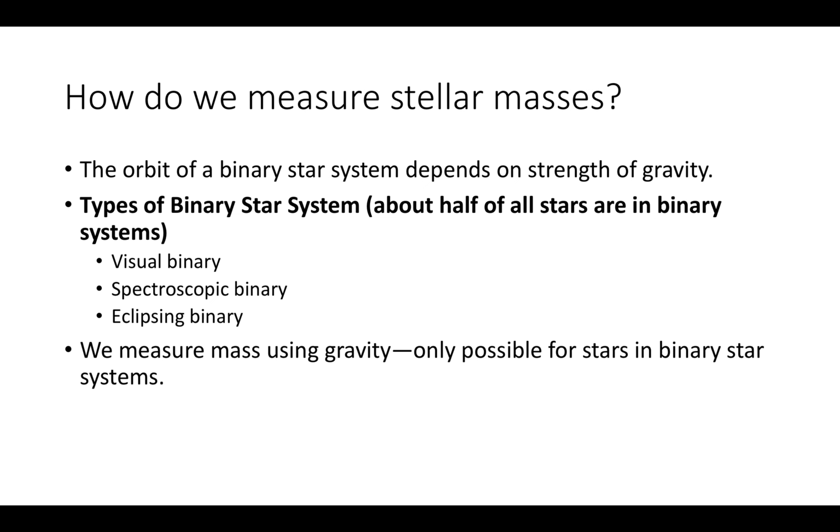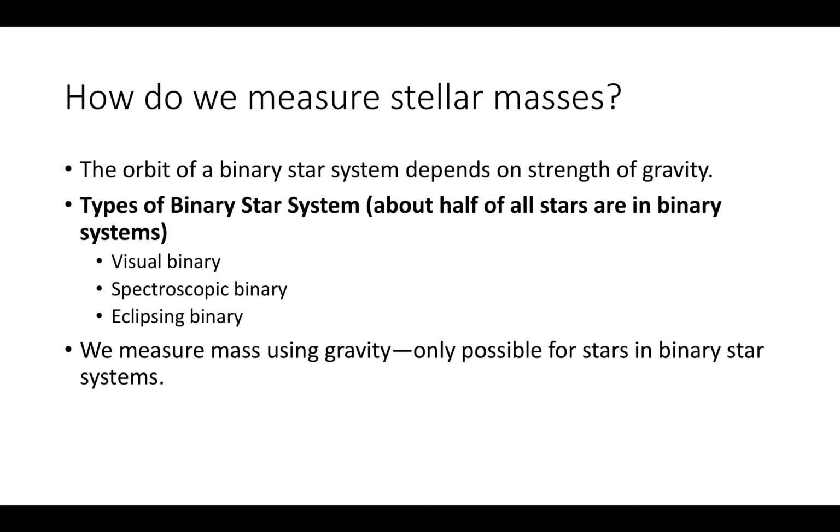Okay, we can also measure stellar masses, but we can only do it in stars that are in a binary star system. And the reason for that is the strength of gravity is associated with it. Now, there are 3 types of binary star systems, and about half of all stars that we see in the sky are actually in binary star systems, and ours is not.